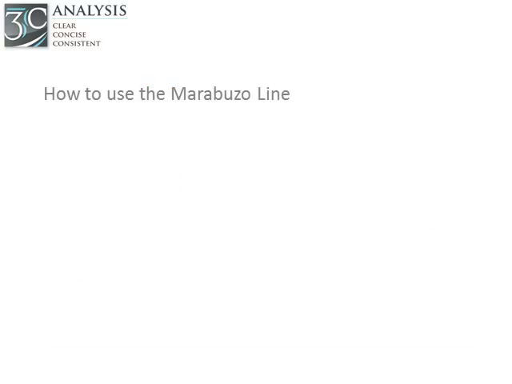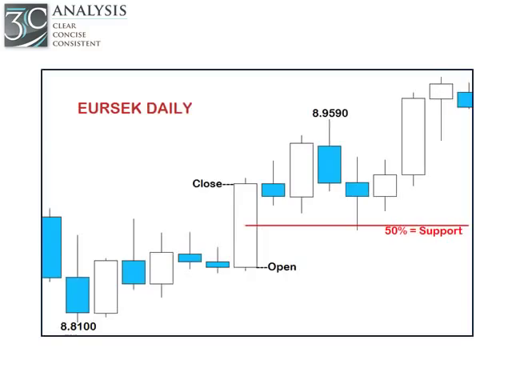How to use the Marabuzo line. Now, basically, a Marabuzo line drawn on a positive candle will act as support, on a bearish candle as resistance. A key point is that the support and resistance is applicable to the close of the period being used, not necessarily during the period. In other words, trading during the subsequent periods can exceed the line, but the line is not considered broken until the close of the period. Now, it doesn't matter whether it's hourly, daily, or even monthly.